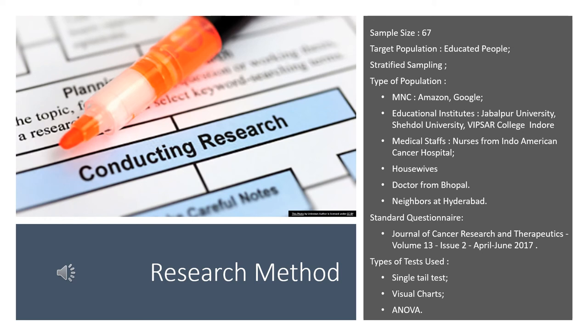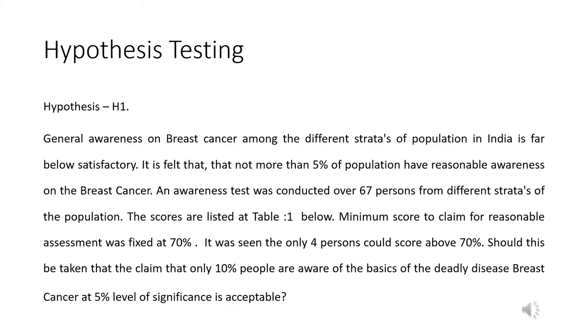I used a single tail test, visual charts, and ANOVA analysis to find out my result. My hypothesis H1 was that general awareness of breast cancer among different strata of the population in India is far below satisfactory. It is felt that not more than 5% of the population have reasonable awareness of breast cancer. An awareness test was conducted over 67 persons from different strata of the population. The scores are listed in table 1 below. The minimum score to claim reasonable awareness was fixed at 70%.